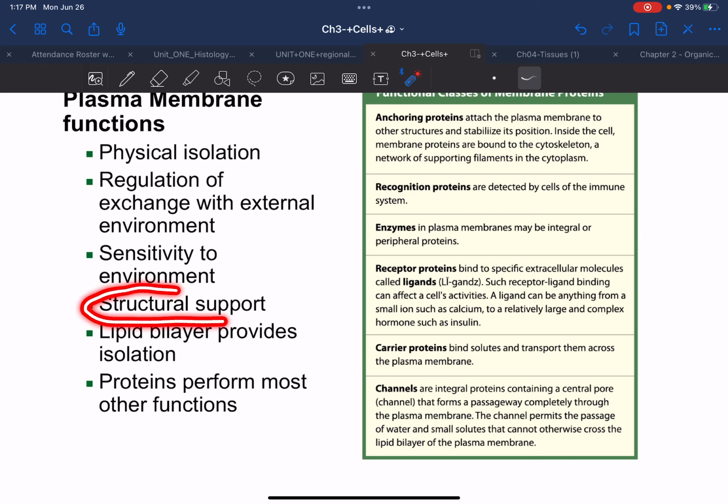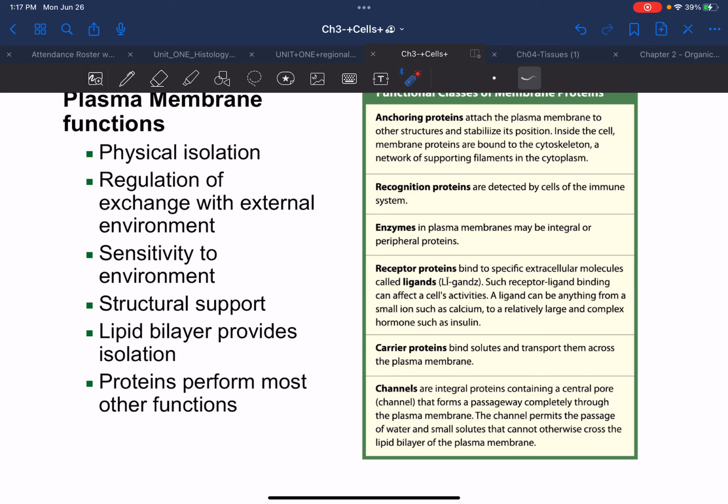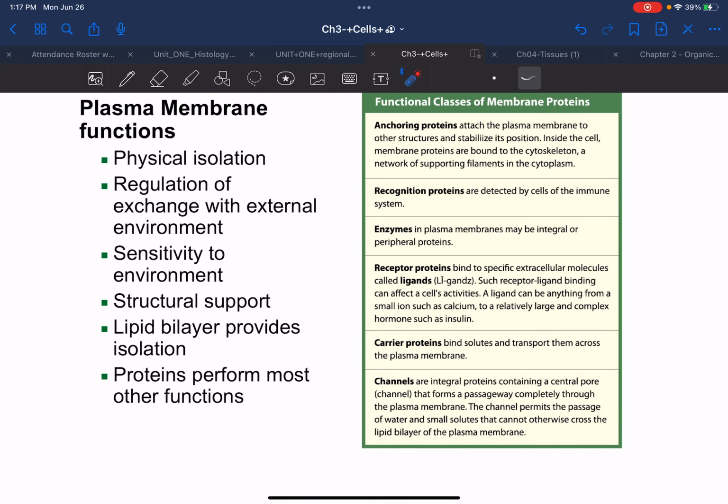We can see that some of those proteins are anchored to the cytoskeleton, and thus help with the structure of the cell. And the lipid bilayer separates an inside from an outside of the cell. And proteins carry out the function. Don't forget that proteins are our molecular machines that carry out functions.